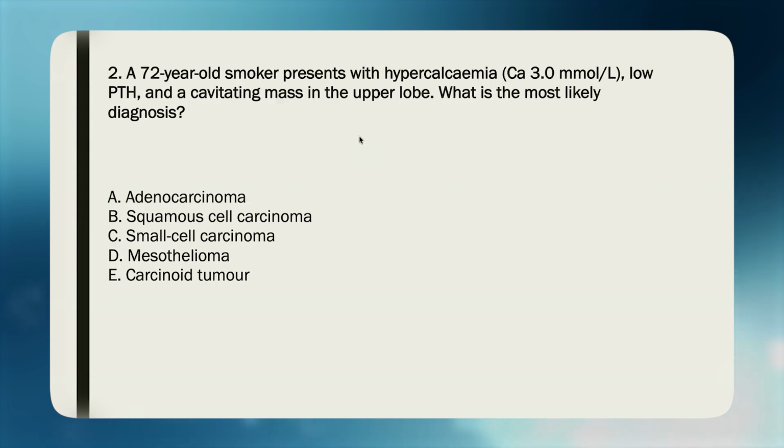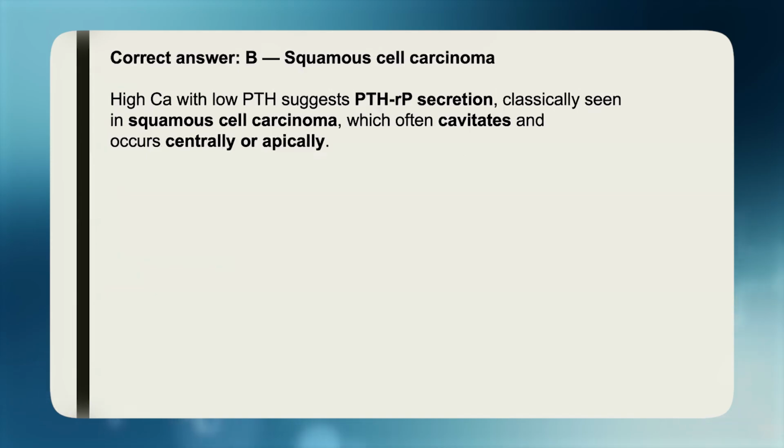But what is the clue? PTH is low, correct? Which type of cancer secretes parathyroid hormone related peptide? Yeah. So it's squamous cell, right? High calcium with low PTH suggests parathyroid hormone related peptide secretion, classically seen in squamous cell carcinoma.